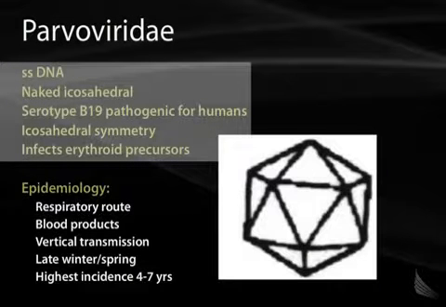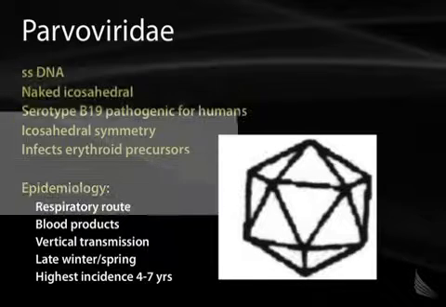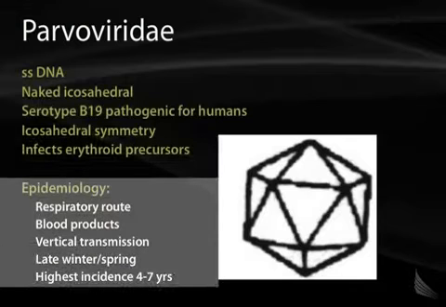Parvoviridae is our next group, and it's single-stranded DNA. It's a naked icosahedron. Parvovirus B19 is pathogenic for humans, and it infects erythroid precursors. The epidemiology is we get it through the respiratory route, you can get it through blood products, vertical transmission mother to child, in late winter and spring, with the highest incidence of 4 to 7 years old.